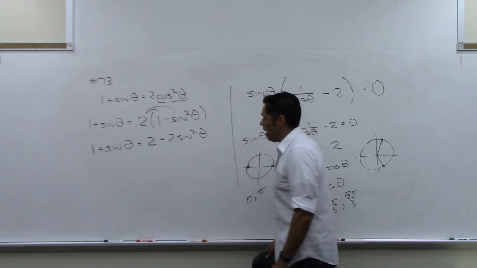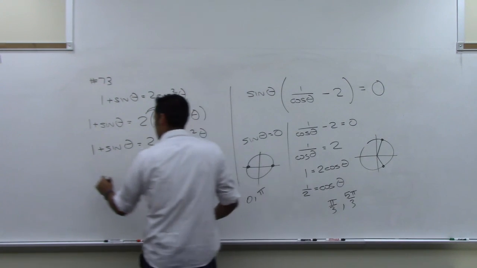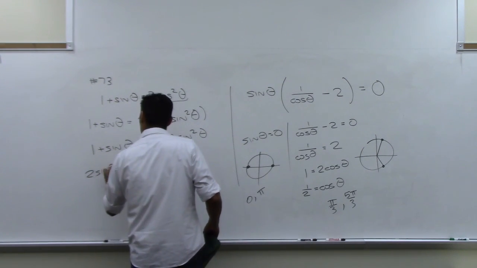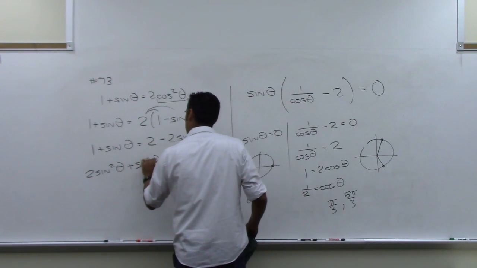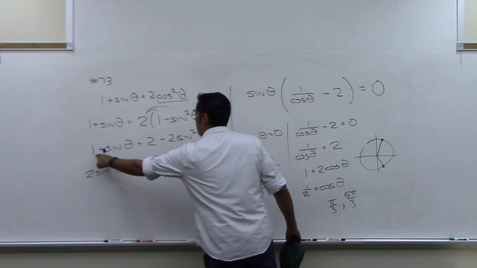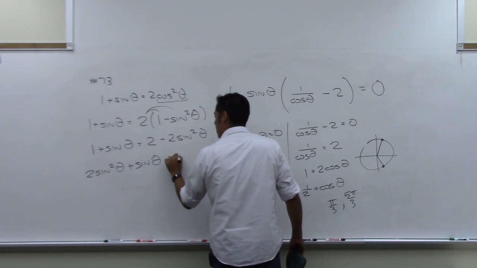Now I've got a nice quadratic. Move everything to the left. 2 sine squared theta plus sine theta. And then I had a 1 there and I subtract 2, so minus 1 equals 0.